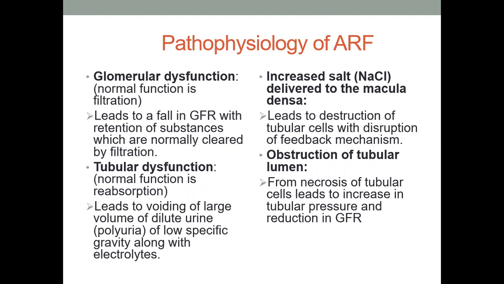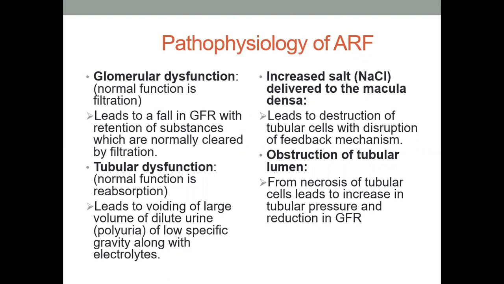So we could have tubular dysfunction. Don't forget that the normal function of the tubules is reabsorption. So this leads to voiding of large volume of dilute urine, which should normally be reabsorbed, and you have what we know as polyuria. In the phases of acute kidney injury, one of the phases is polyuria, and this tells us about tubular dysfunction.